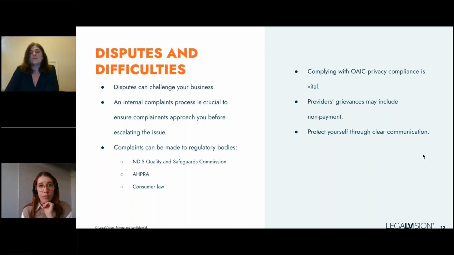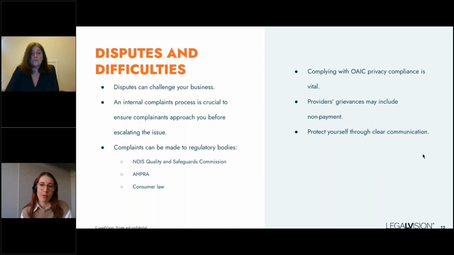What about the disputes that you may have with participants? The one that we see the most is non-payment. Non-payment of invoices is often a very big challenge for providers. It is difficult to enforce payment against participants who may not have any assets or very little income.